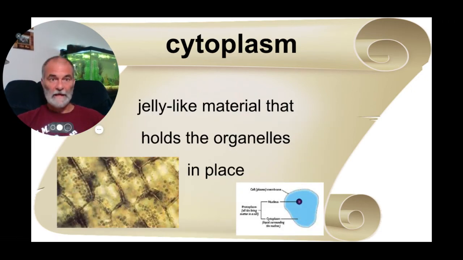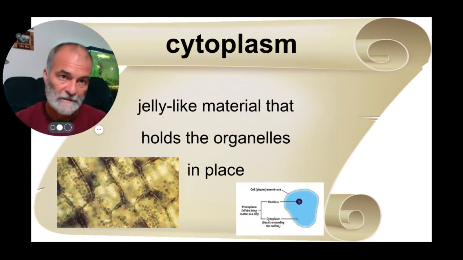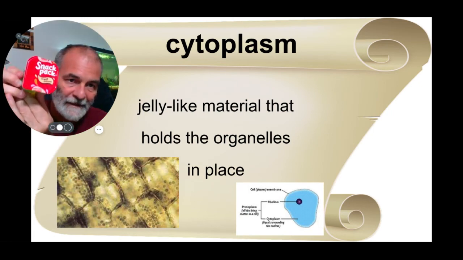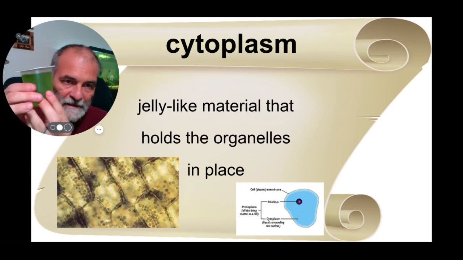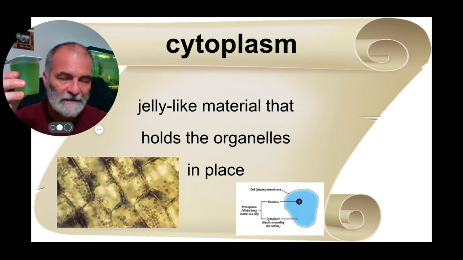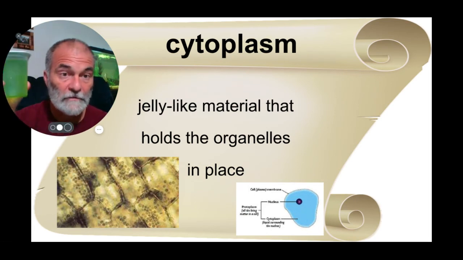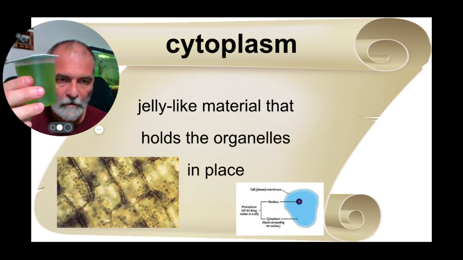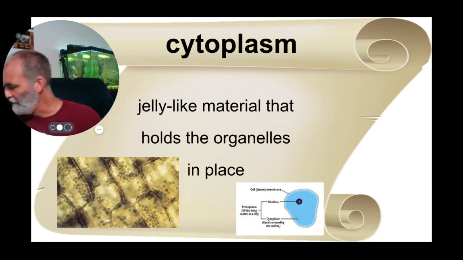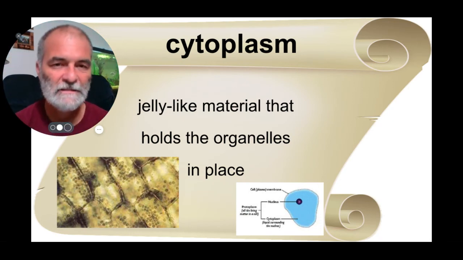Finally, we come to the last part, the part that holds everything in place, and it's called the cytoplasm. Now, you've already seen my cytoplasm. It's Jello. Okay? Jello, it's a jelly-like substance, so you could put things in here and they would stay right in the place that you put them. And so if there's not an organelle there, there is the jelly-like stuff that holds all the organelles in place so that they are safe and secure.